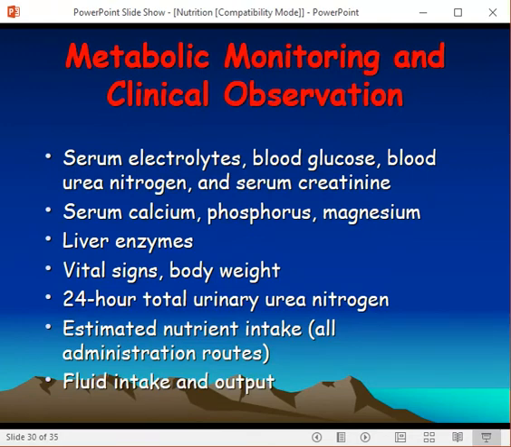Metabolic monitoring and clinical observation. These are the different investigations which are important while you are monitoring these patients. Serum electrolytes, blood glucose, blood urea nitrogen and serum creatinine, serum calcium, phosphorus, magnesium, liver enzymes, vital signs, body weight, 24-hour total urinary urea nitrogen, estimated nutrient intake, fluid intake and output chart. These are the important things which are regularly observed during monitoring.